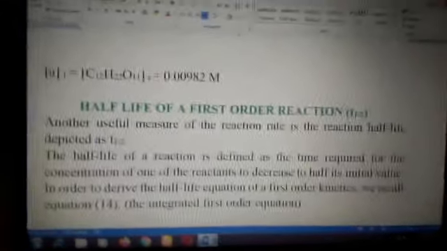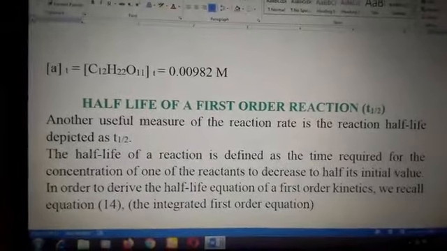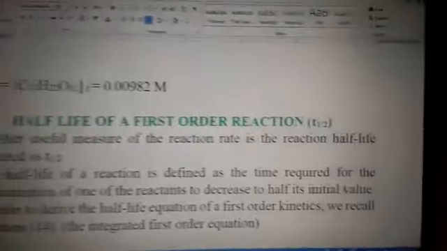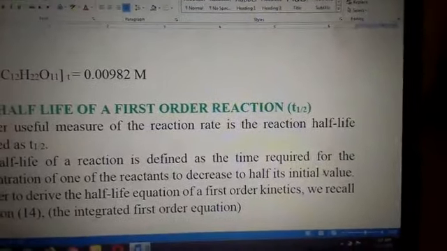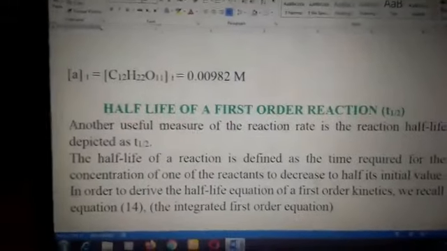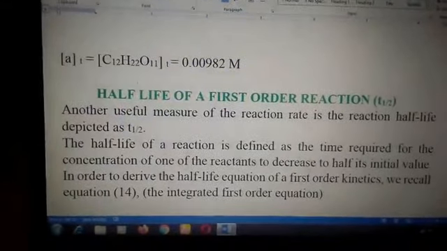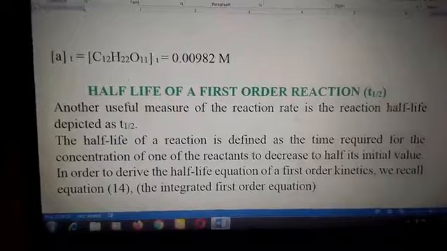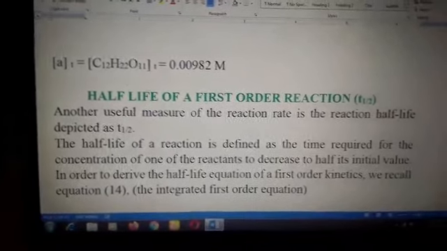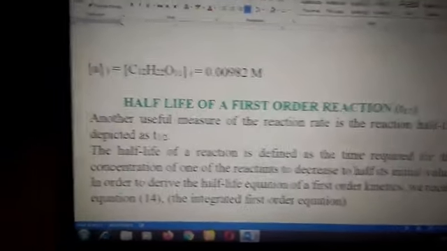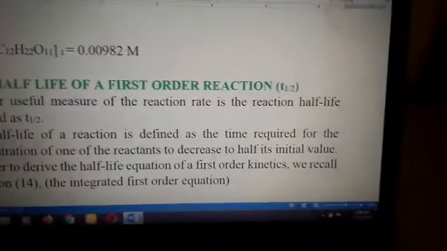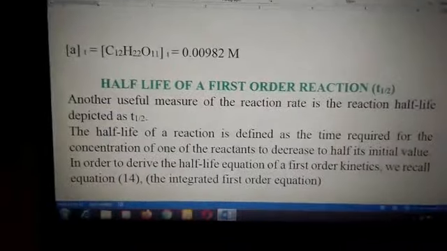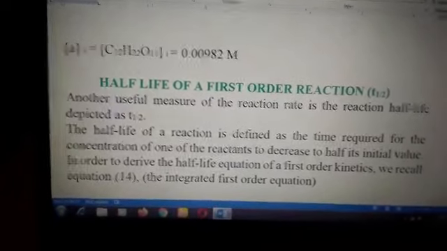We'll now go over to half-life of a first order kinetics. The symbol to represent half-life in this tutorial is t-half. So half-life is another useful tool to measure the rate of a chemical reaction. It reads, another useful measure of the reaction rate is the reaction half-life, depicted as t-half.